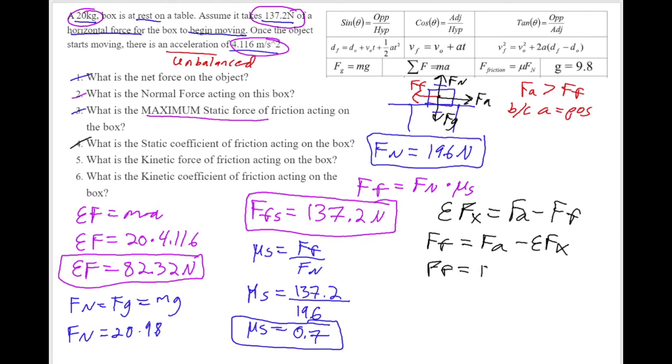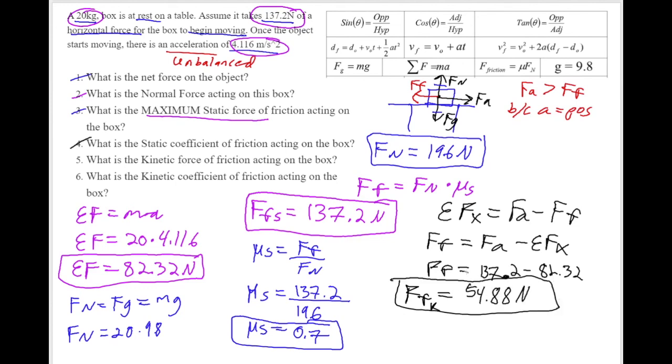Force applied is 137.2 minus the net force, which is 82.32. Go ahead and add those two together or subtract, whatever way you want to say it. And we get force friction. And again, that is the kinetic friction, which is equal to 54.88 newtons.